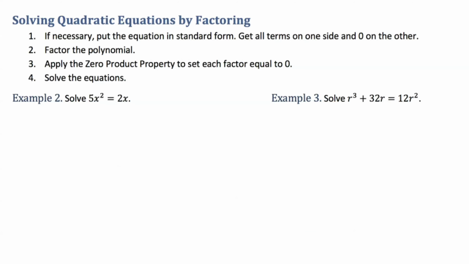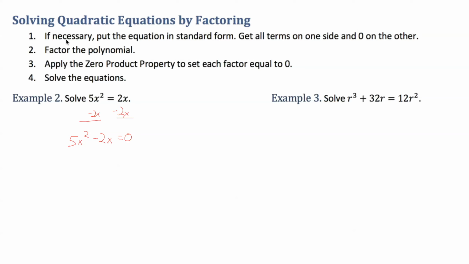Moving on, here's some steps. If necessary, put the equation in standard form, which means all terms are on one side and 0 is on the other side. We'll factor, then apply the zero property, and solve the equations. So here we go. In order to solve this, we want to have it in standard form, so we want all terms on one side with 0 on the other, so we could subtract 2x from both sides here. So that's key. We want to get 0 on one side, and we have 5x squared minus 2x is equal to 0.